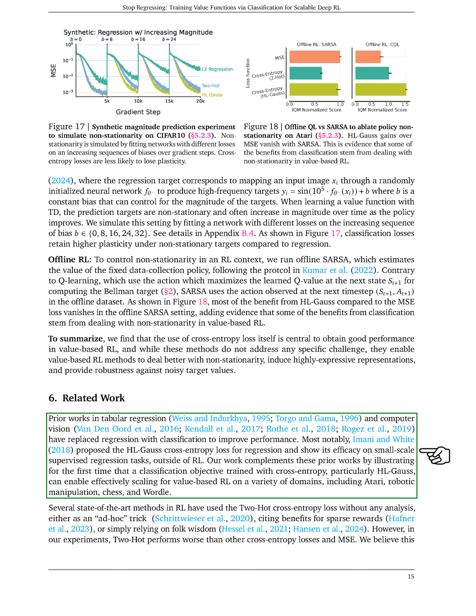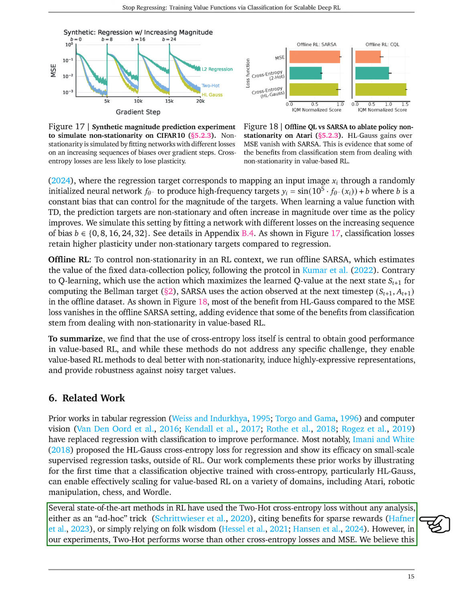Our research builds upon these foundational works by showcasing, for the first time, how a classification objective, particularly when trained with cross-entropy loss like HL-Gauss, can be effectively scaled for value-based RL across diverse domains. These domains include video games like Atari, robotic manipulation tasks, chess, and the game Wordle.